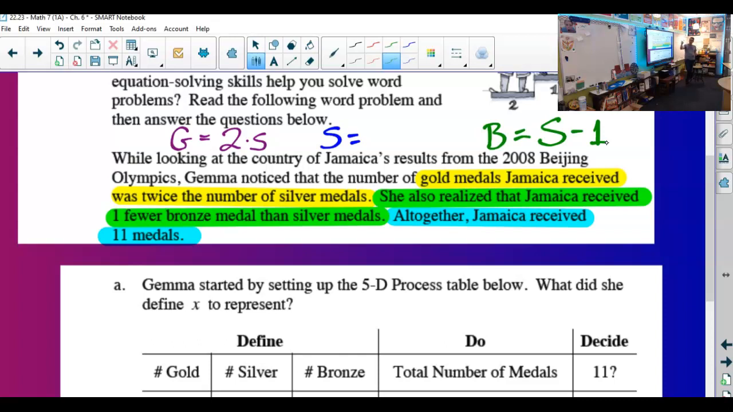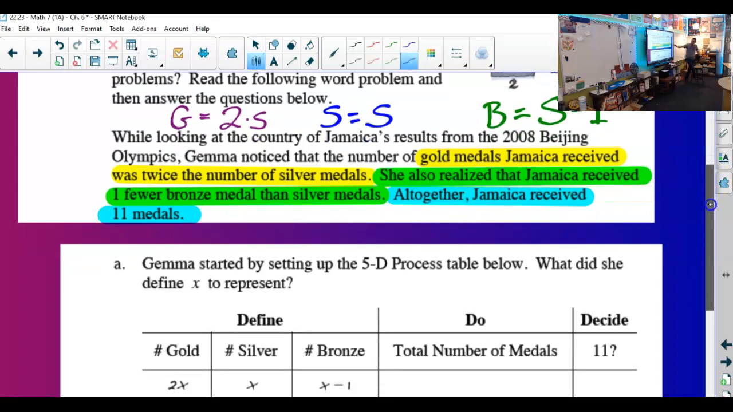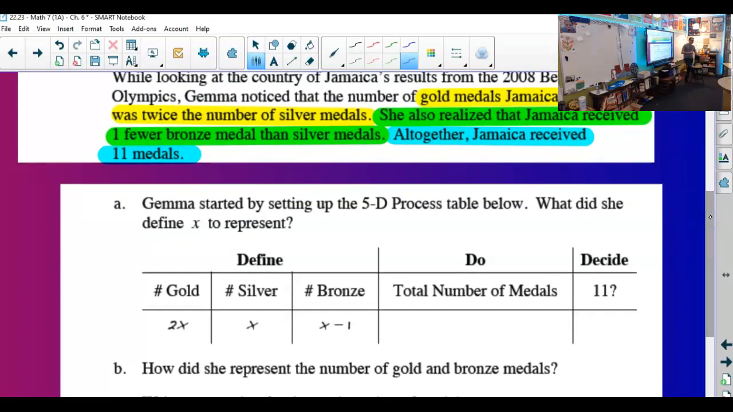So if G is 2 times S, B is S minus 1, Christian, what can I put in for S? Just S. S equals S. It's not a trick. It is what it is. All right, so guys, if we set up the 5D process, we probably have something like 2x, x, and x minus 1, or 2s, s, and s minus 1. Well, we don't need to do that. We're better than that now.